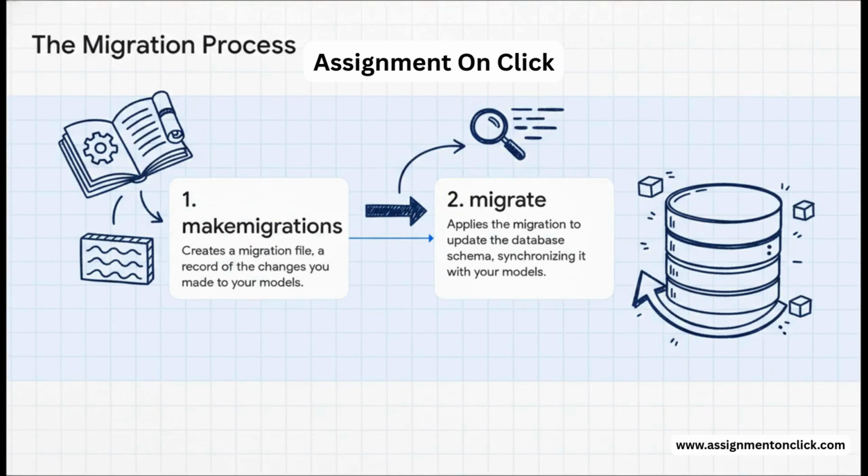First, you run makemigrations. Django looks at your models, sees what's changed, and creates a plan, a little file that describes the changes. Then you run migrate, and Django executes that plan, updating your actual database. The huge win here is that your database schema changes are now version controlled right alongside your code. You never have to manually write an ALTER TABLE statement again.